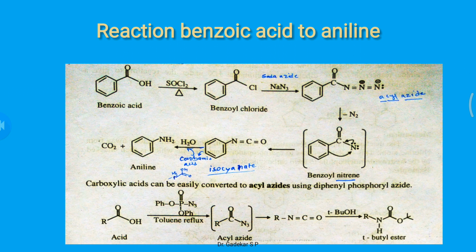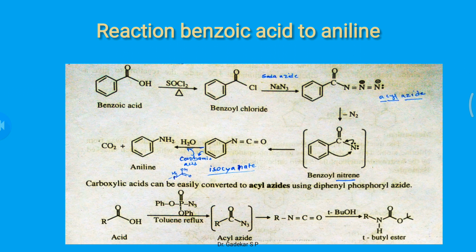Okay, so acyl azide is an unstable moiety, so it eliminates nitrogen gas and forms benzoyl nitrene. Okay, so in this benzoyl nitrene the lone pairs of nitrogen delocalize and the benzene ring migrates towards the nitrogen to form, say, isocyanate. Okay, so this isocyanate reacts with water to form, say, carbamic acid, and this acid decomposes to form, say, aniline and CO2.